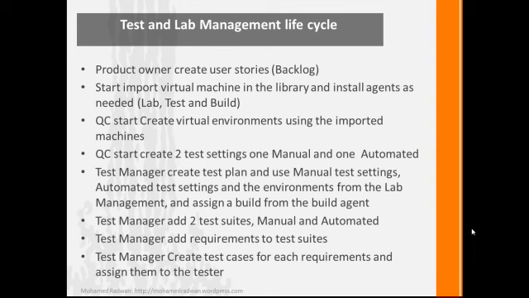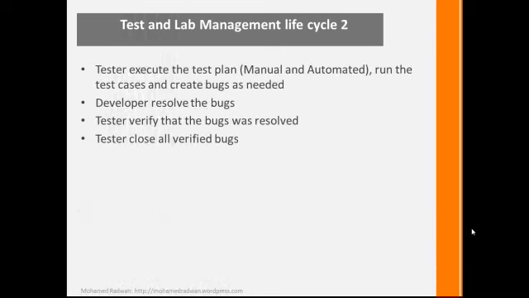The test manager adds 2 test suites, manual and automated, for the plan. He adds the requirements to these test suites and adds test cases for each requirement as needed and assigns them to the tester. The tester executes the test plan, whether it is a manual or automated test. So he runs the test cases and creates bugs as needed. It collects information from the virtual machines: the event logs, the video recording, the screen capture, IntelliTrace, and so on and so forth. All this information is attached to the bugs and test results with the bug created.